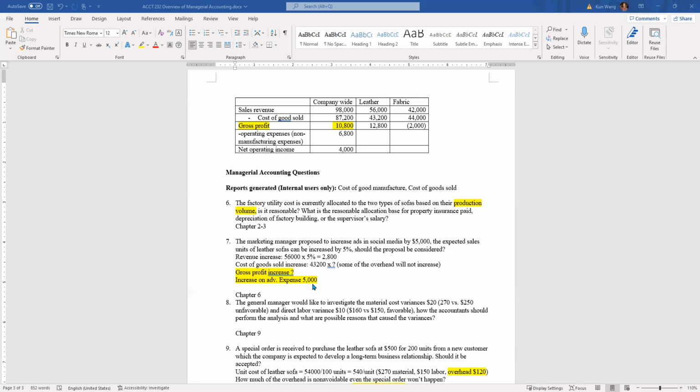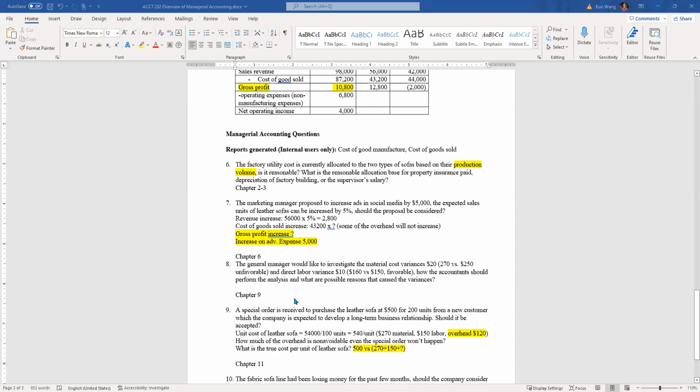So the interaction between the dynamics of the profit-making process, we will explore more in Chapter 6 under the cost, volume, and profit analysis. And then number 8, a special order situation. So the general manager got number 8, which is the variances analysis.